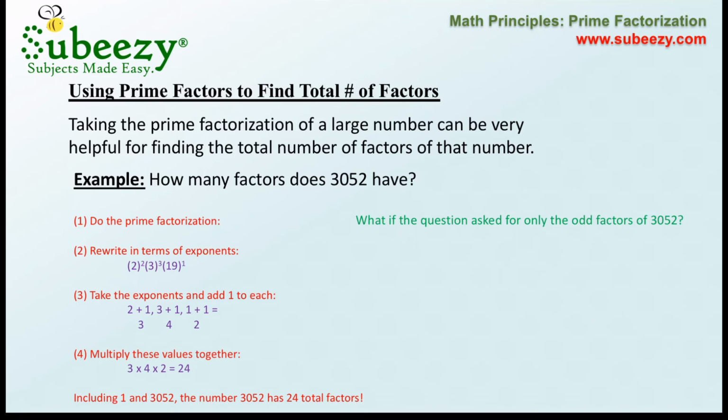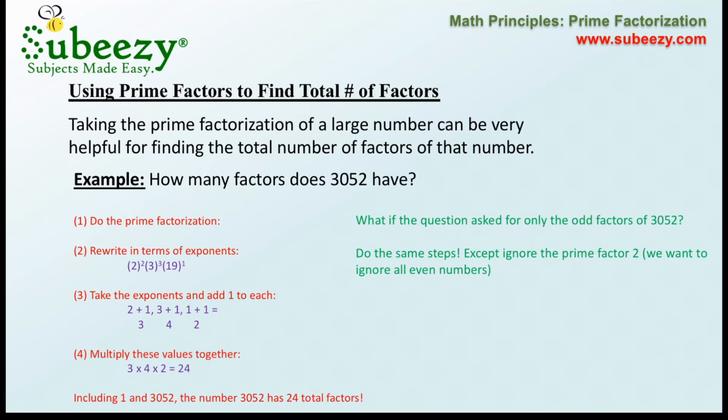You don't have a lot of time on your test. So to find only the odd factors of 3052, we can do the same steps, except ignore the prime factor 2. We want to ignore all even numbers. If we multiplied together anything by 2, we would get an even number. So we do not want to include 2.